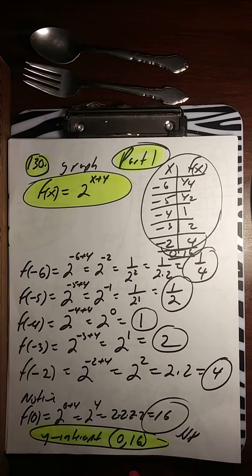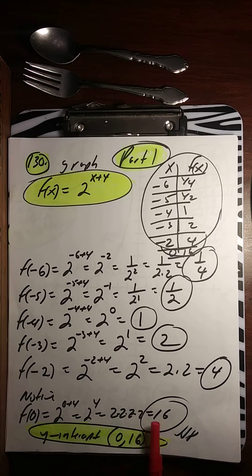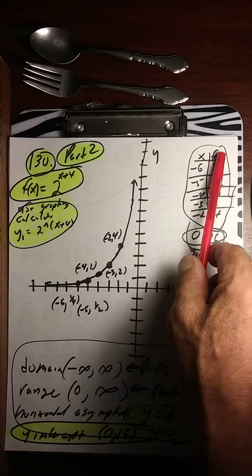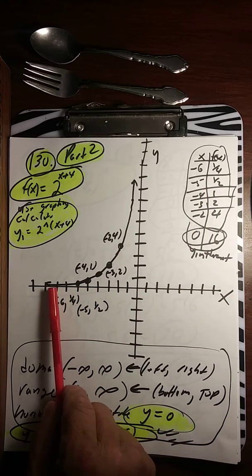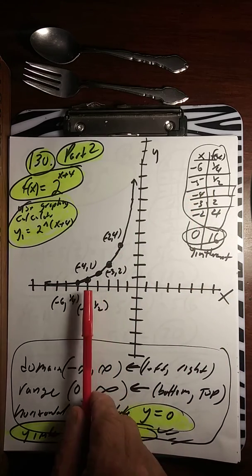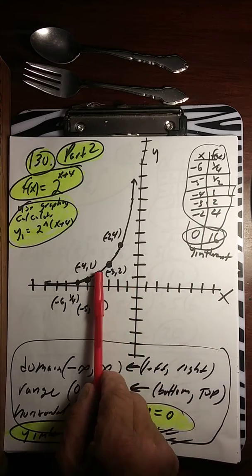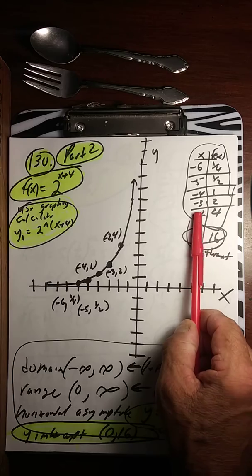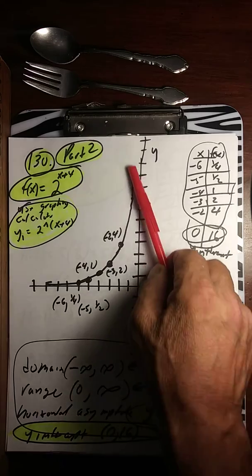And now, notice also, f of 0 is 0 plus 4 is 4, 2 to the 4 is 16. So y-intercept is 0, 16. Okay? Right there, 0, 16. And now, we have our points. We put them in there. So we have a negative 6 is a fourth, and at negative 5 is a half, and at negative 4 is 1, 1, 2, 3, 4 up 1, right here, and at negative 3 is up 2, and negative 2 is up 4, and then also at 0, 16 way over there somewhere, so it's going this way, up.